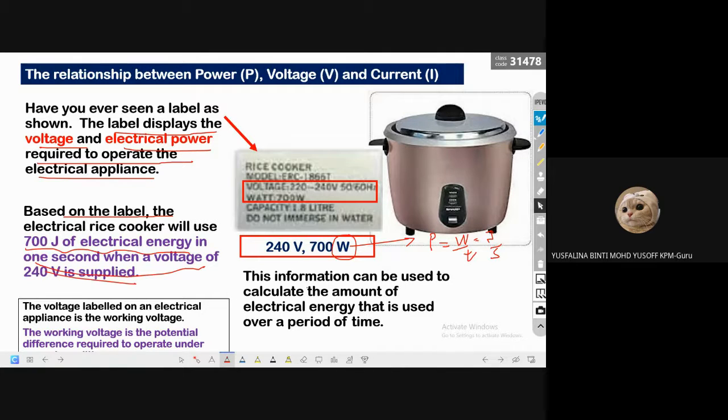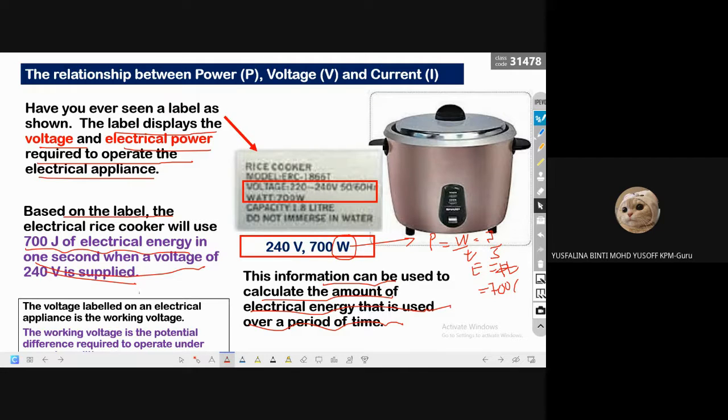Okay, so this information can be used to calculate the amount of electrical energy that is used over a period of time, by using E is equal to PT. How much energy you will need depends on the power, let's say 700 watt, and the time, how long you use the electrical appliance. That one we will learn in the next part.